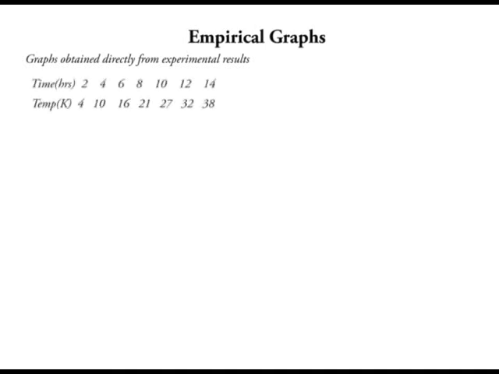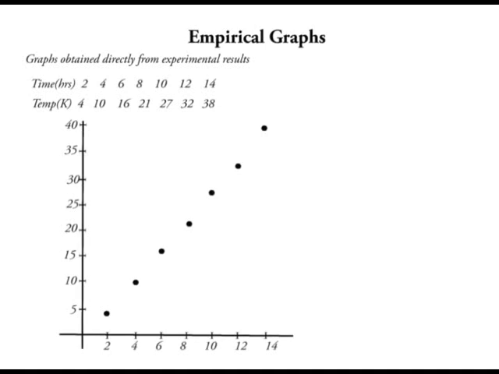Next, empirical graphs. Empirical graphs are obtained directly from experimental results, and because experiments are prone to errors, when these quantities are plotted, the points often don't lie on a straight line. For instance, these values of temperature against time, when plotted, the points are as shown on the graph. Ordinarily, we would have expected them to produce a straight line relationship, but they just didn't.